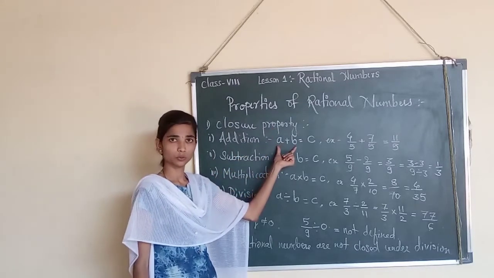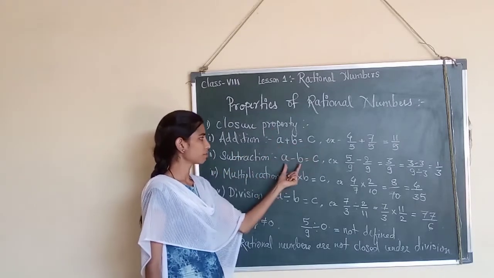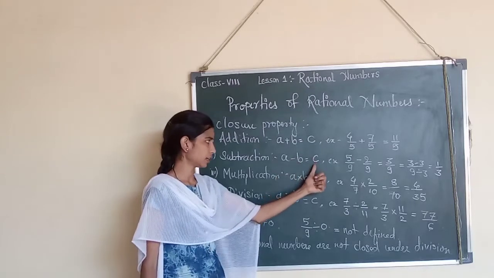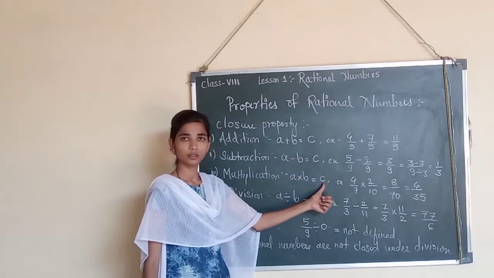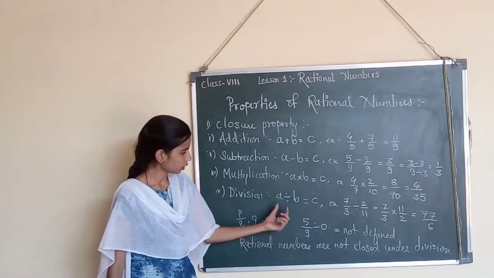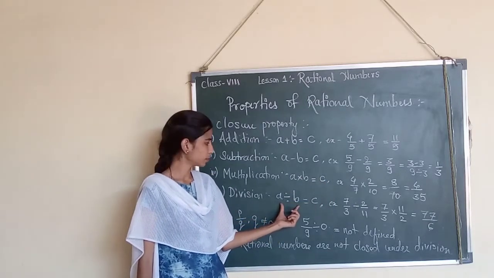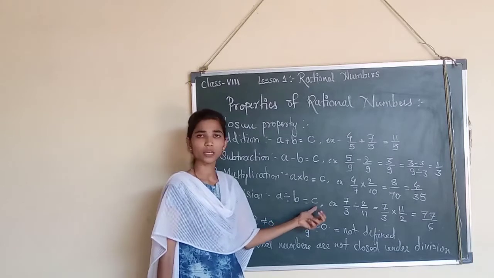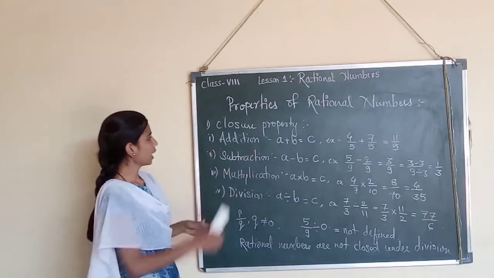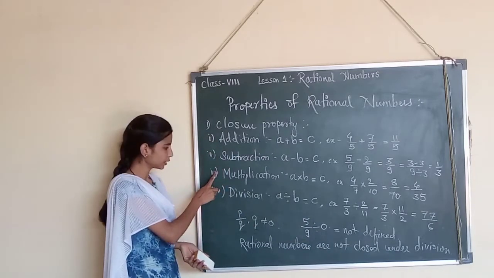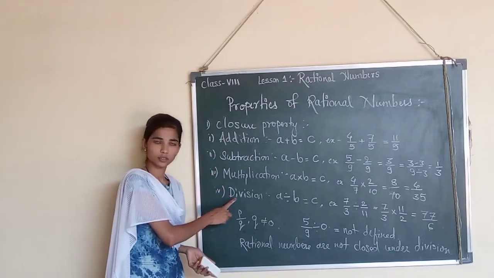The sum of any two rational numbers will be a rational number. Subtraction of any two rational numbers will be a rational number. Multiplication of any two rational numbers will be a rational number. But when you take the division of any two rational numbers, it may not be a rational number. So rational numbers are closed under addition, subtraction and multiplication, but not closed under division.